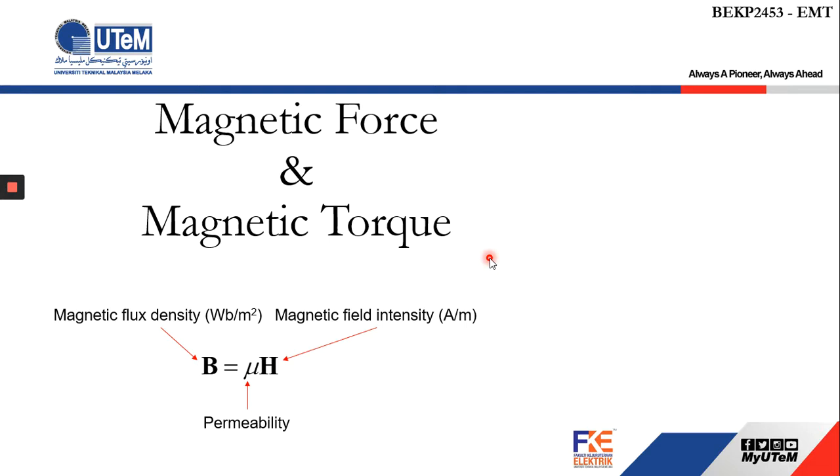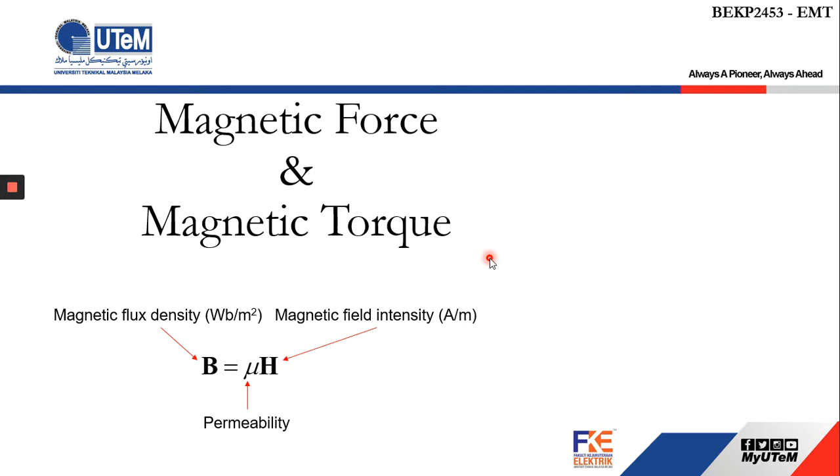And B and H can be related by this equation, where mu is the permeability. So permeability refers to the ability of a material to be magnetized and to sustain its magnetized condition.